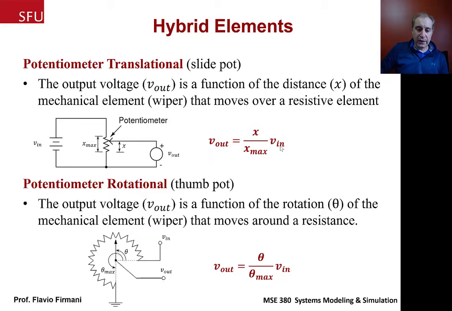And for the rotational pot, we have exactly the same thing. We're going to have a wiper that we can vary. We have a rotational resistance, and we can vary it up to a maximum value of theta max, at which the voltage out is equal to the voltage in. But as we reduce the value of theta, the input voltage passes through this resistor, and we can vary the output voltage.